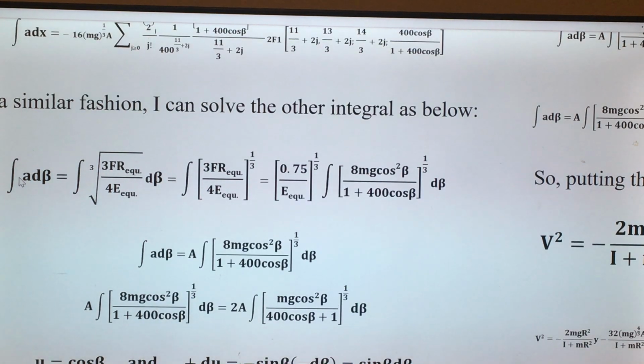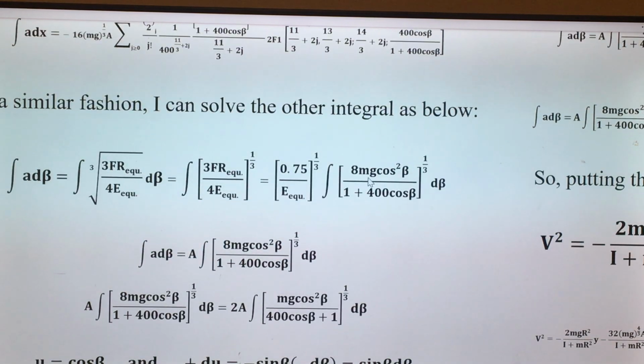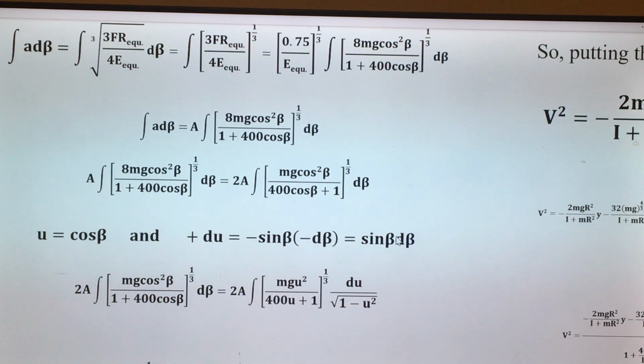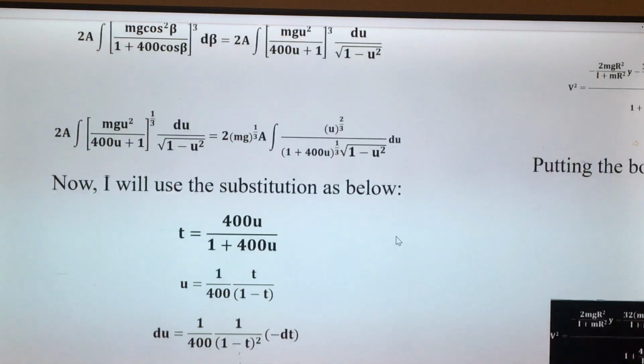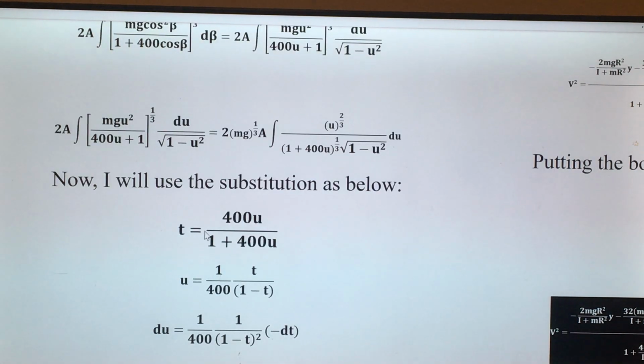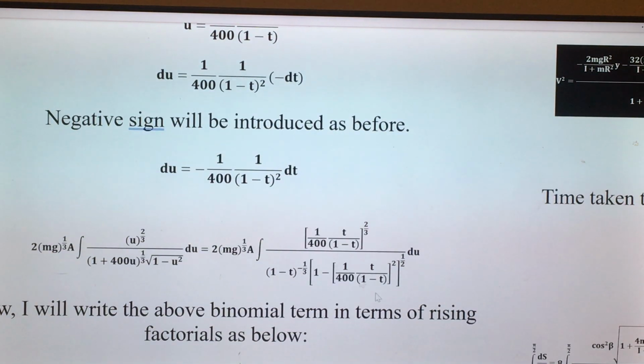Okay, so integrate, guys, this is all exercise, homework. So be careful, signs very important. No life without signs. Okay, so this is this, this is this, this is this. Now I will use the substitution as below. Signs very important, guys. Negative sign will be introduced as before. du is this, so you get this. Now I will write the above binomial in terms of rising factorials as below.